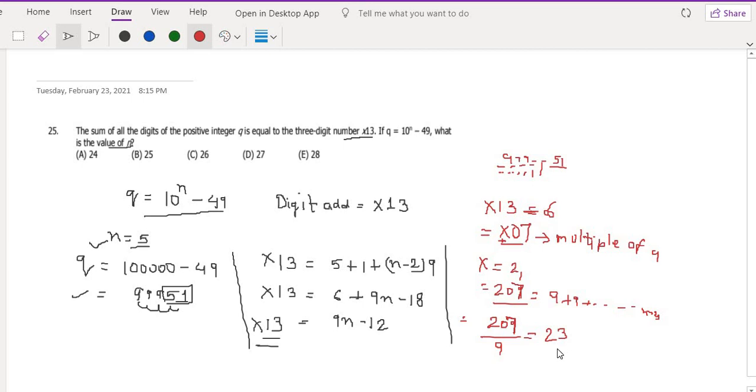So this is going to be 23. That means my n minus 2 digits are how many? 23 9s. So there are going to be exactly 23 9s and then 5 and 1. So n minus 2 plus 2. So 23 plus 2 is going to be how many digits? 25 digits, right? So from here I can conclude that Q will have 25 digits.